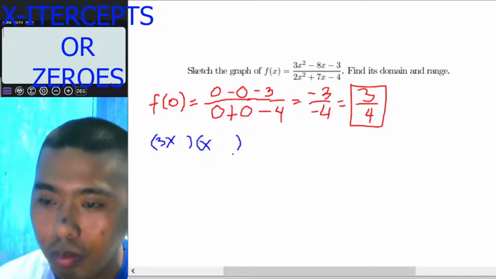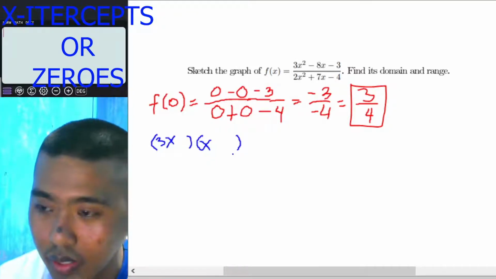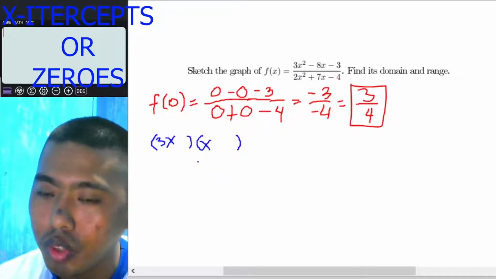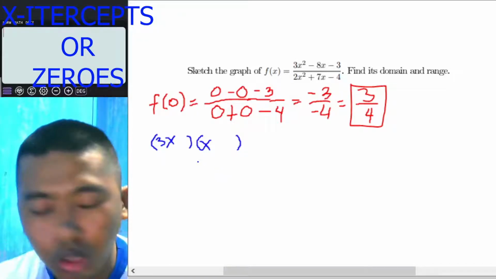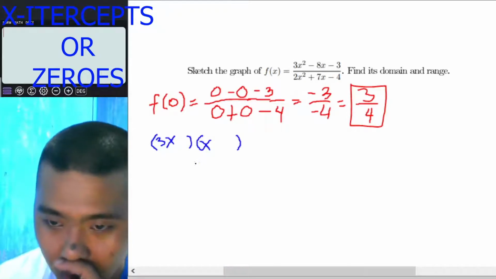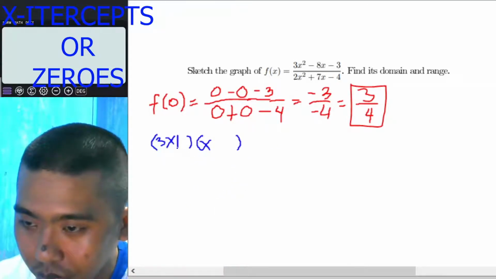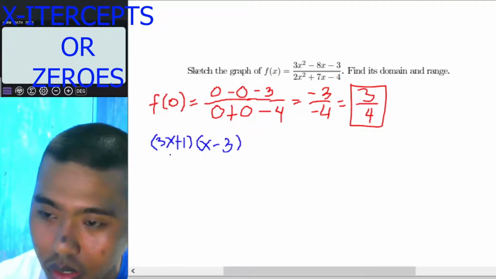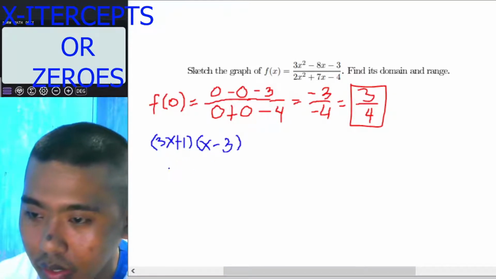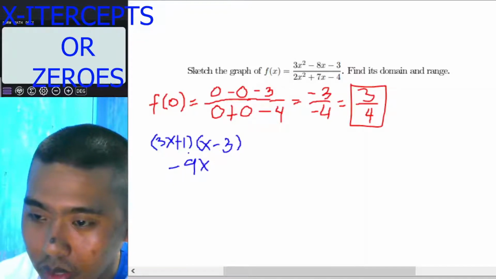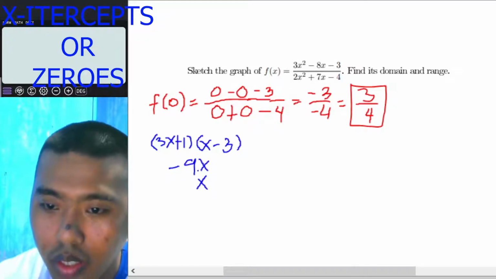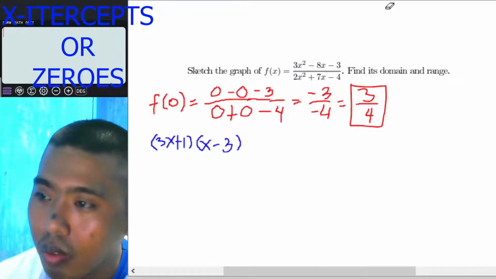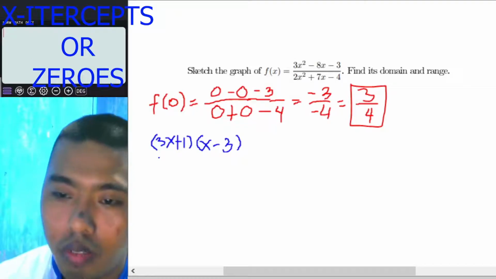Now, you identify your middle term, or should I say the second term, that is negative 8x. Now, try to understand, if you're going to go on the middle term, the sum should become negative 8x. So this will become positive 1 and negative 3. Okay? Positive 1 and negative 3. Why? Because if I check the middle portion, 3x times negative 3, that is negative 9x. And positive 1 times x, that is positive x. So if you add, that will become negative 8x. Alright? So these factors of ours are correct.